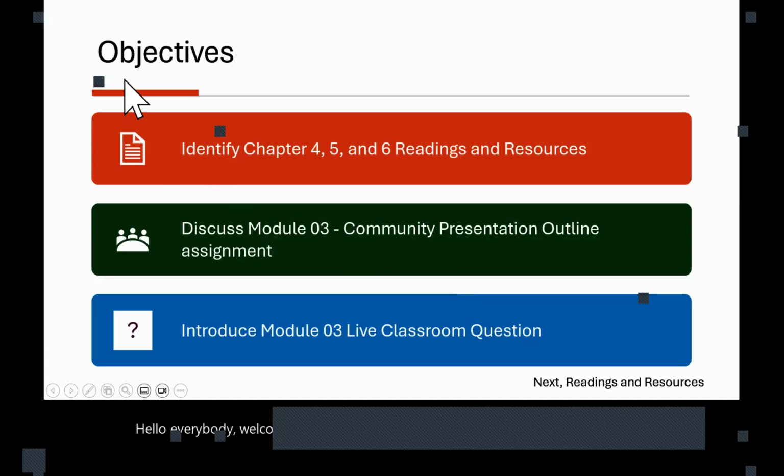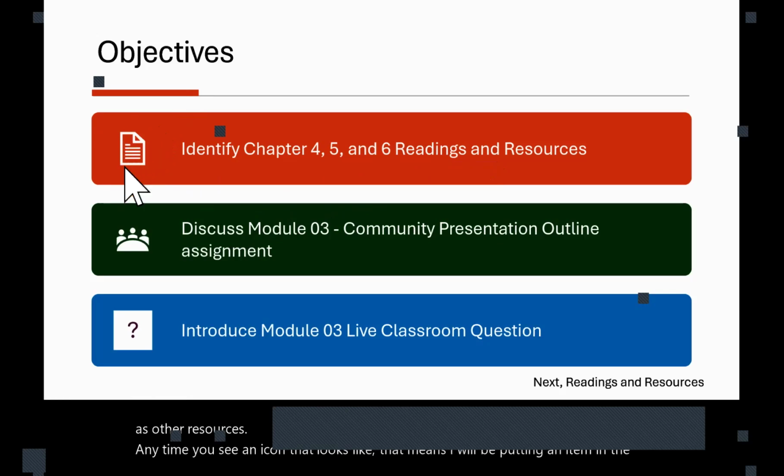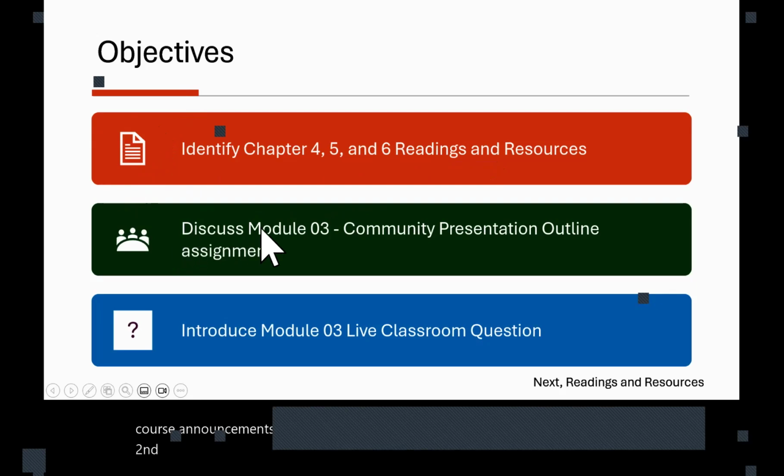Today, we're going to discuss 3 objectives. 1, identify chapters 4, 5, and 6, as well as other resources. Anytime you see an icon that looks like that, it means I will be putting an item in the course announcements. Second item, we will discuss Module 3, Community Presentation Outline Assignment. And the third item is to introduce the Module 3 Live Classroom Question.